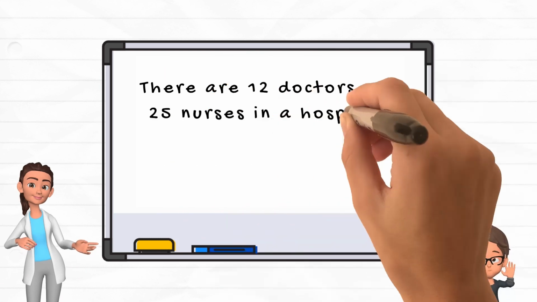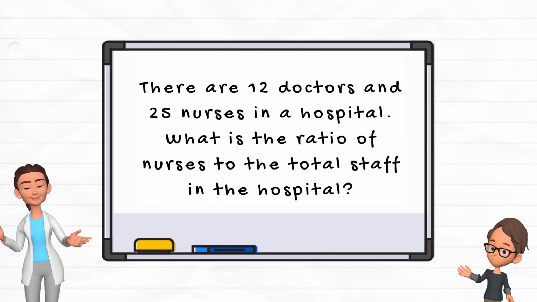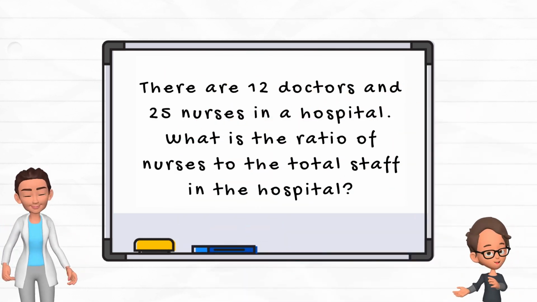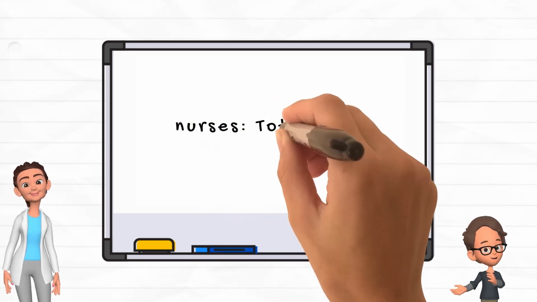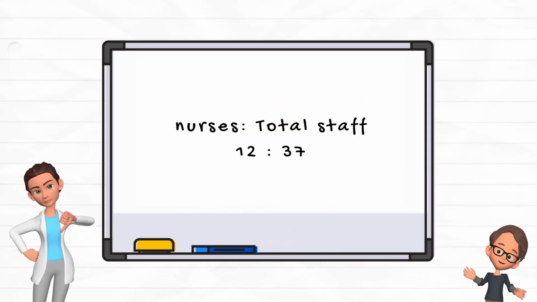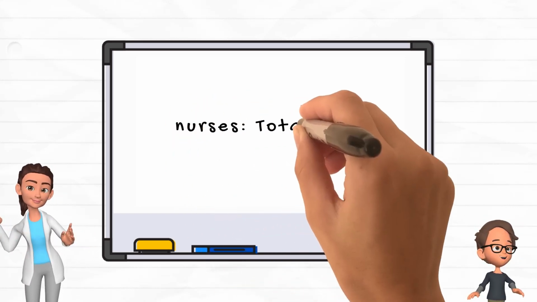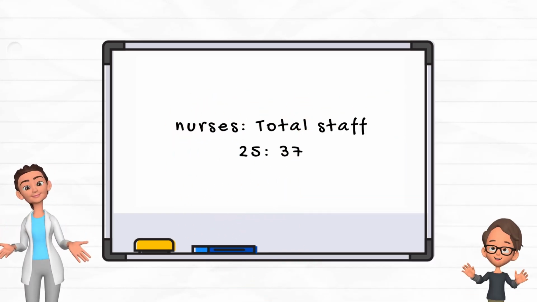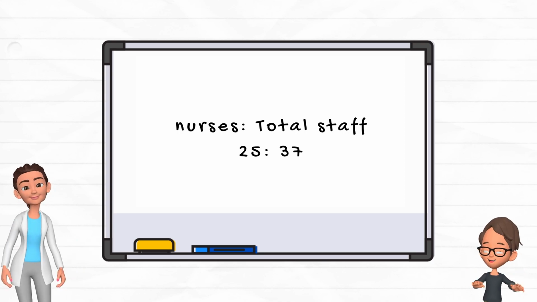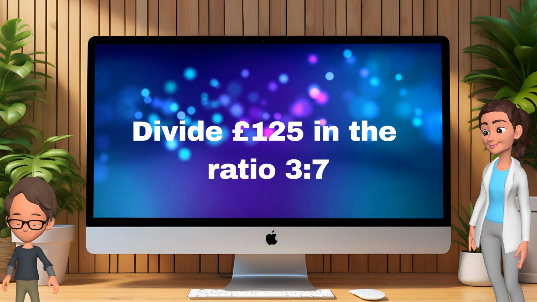What about this? For this I will write nurses to the total staff. Then, 12 to 37, right? Don't rush, Evan. The nurses given here are 25 and not 12. So, our ratio is 25 to 37. Got it? Let's learn how to do these questions.